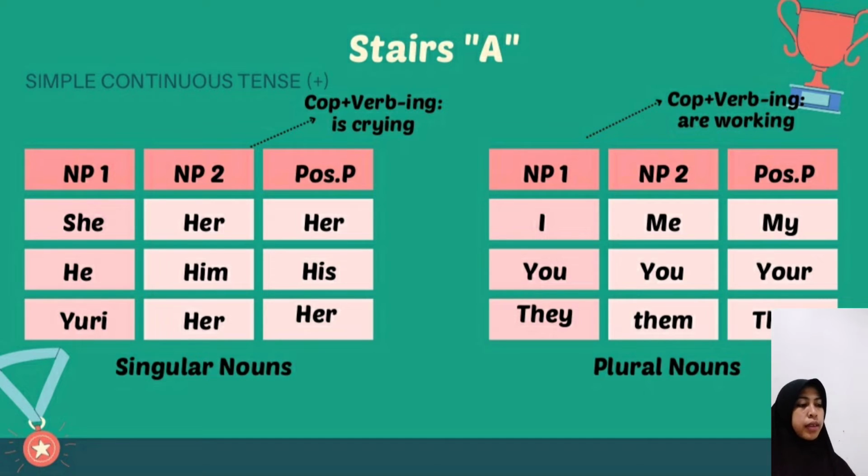Then this count table also has NP1, NP2, and post-P. NP1, for example, I, you, they. NP2, for example, me, you, them. And post-P, for example, my, your, their. This count table includes plural nouns. Its verb is -ing, for example, are working.